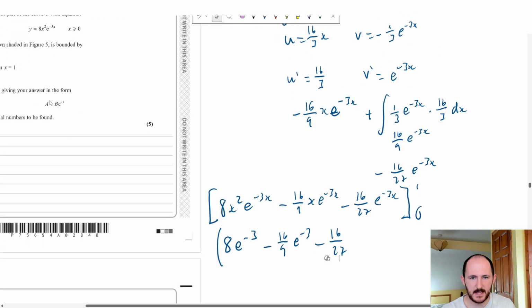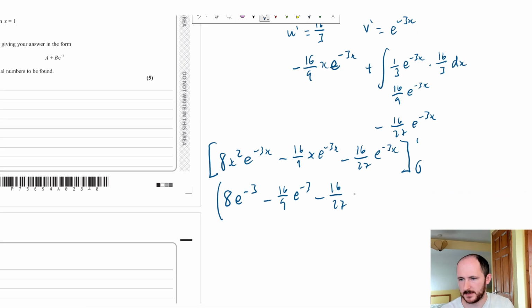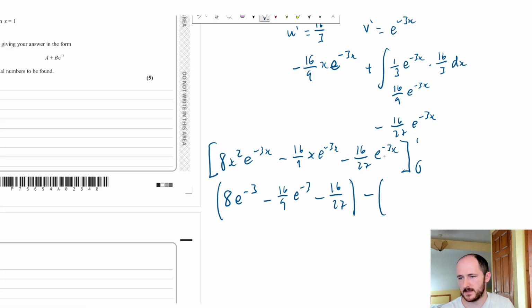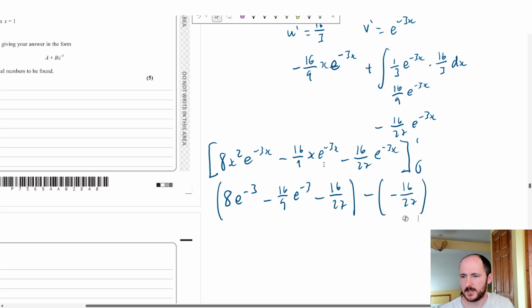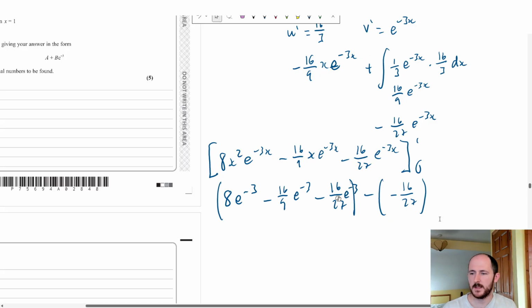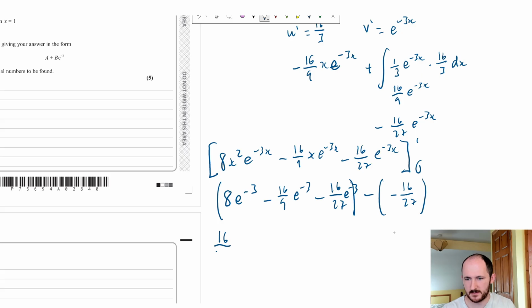It says here a plus b e to the minus 3. Okay, cool, that's fine. And then we're going to subtract. Well, the only thing that actually has any value is this, because it's e to the 0, which is 1, so minus 16 over 27. Okay, that should be right. That should have an e to the minus 3. That's close. So it looks like the value in the front is going to be the minus 16 over 27, so the 16 over 27.